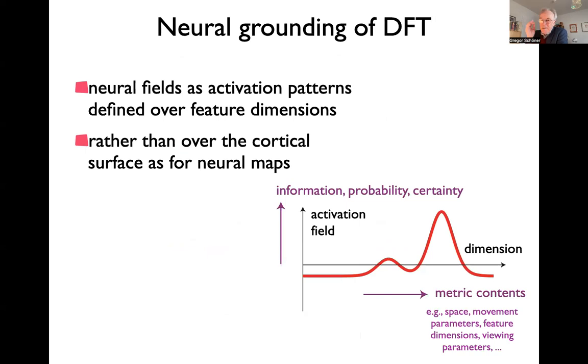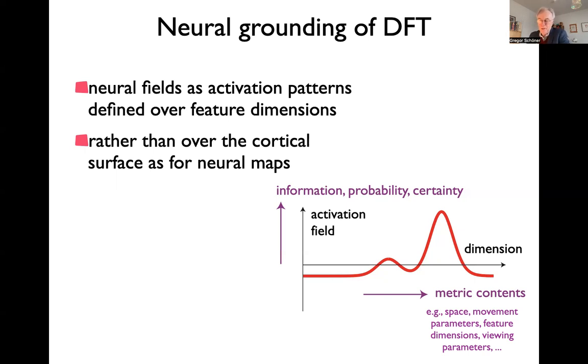So that's the background. This is tuning neural maps, and then the top population idea that the whole population contributes. So in neurofield theory, dynamic field theory, we're using these neural fields as mathematical descriptions of representations over metric spaces that reflect feature dimensions. And the difference is we're not thinking of these fields as being defined over the cortical surface. We're thinking of them more abstractly as defined over the feature dimension itself.